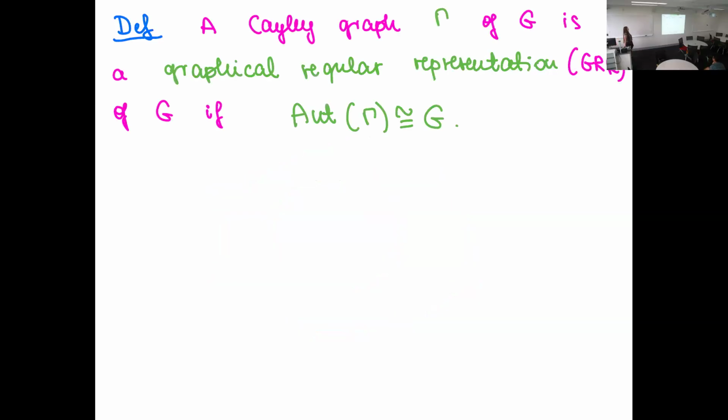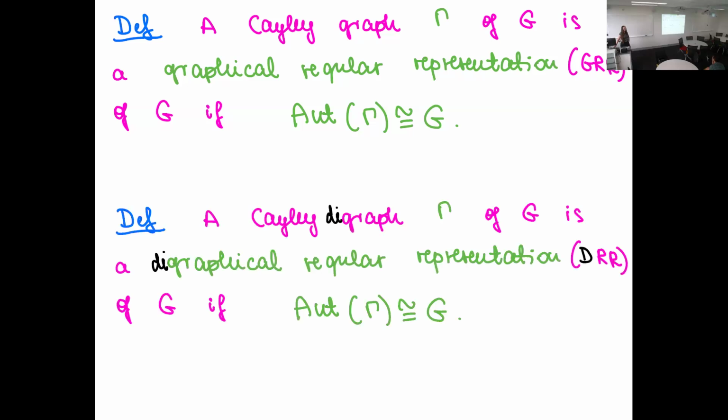So here's the definition, which says that a Cayley graph, gamma, of G is a graphical regular representation, or GRR, of G if the automorphism group of that is isomorphic to G. And then we can create the equivalent definition for Cayley digraphs, but in this case, we'll call it a digraphical regular representation, or DRR, if the automorphism group of the graph is isomorphic to G. It turns out that, okay, for C7, we couldn't find the GRR, but in general, we usually can.